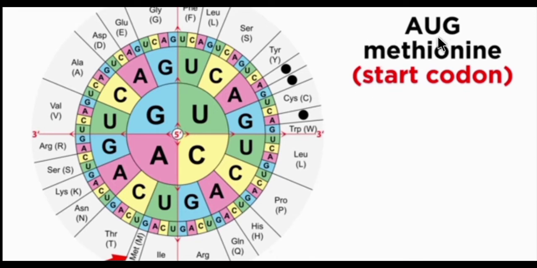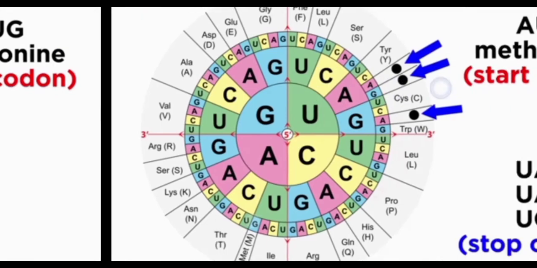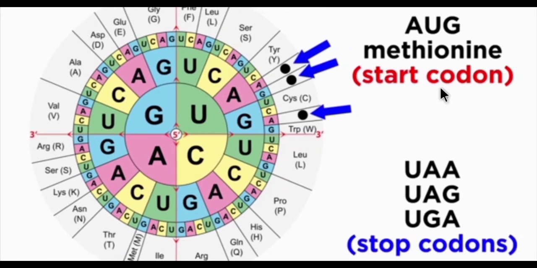AUG is usually the start codon, and it codes for an amino acid called methionine. And UAA, UAG, and UGA are the stop codons, or the termination codons, as they do not code for any amino acid.